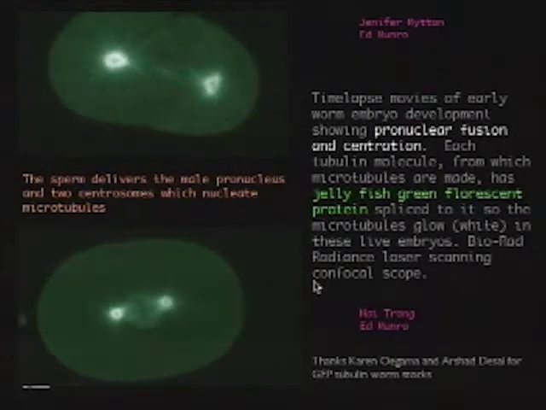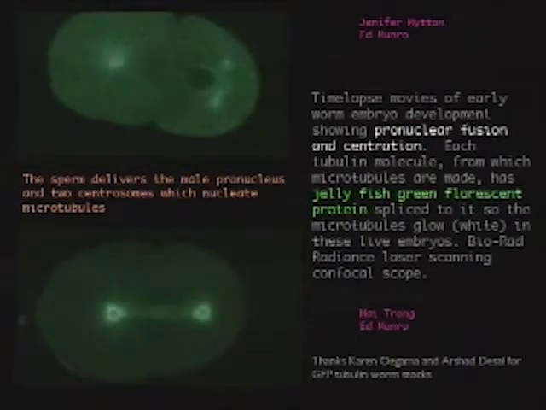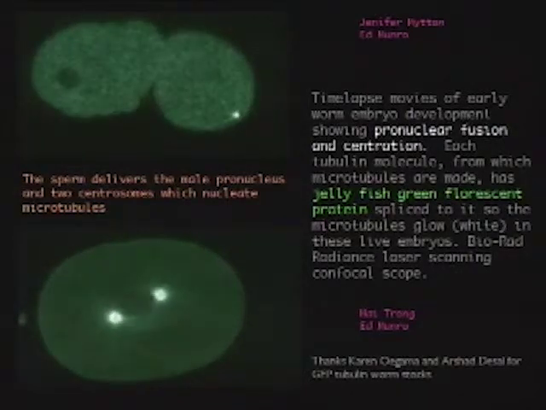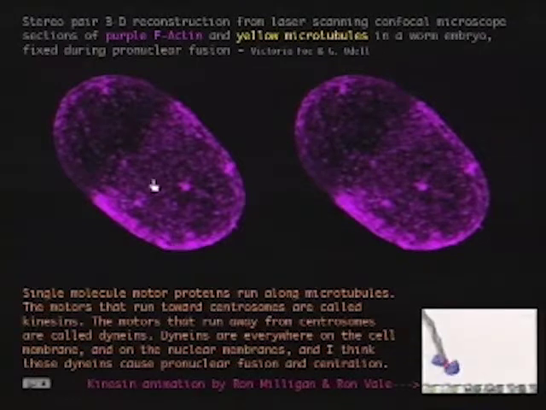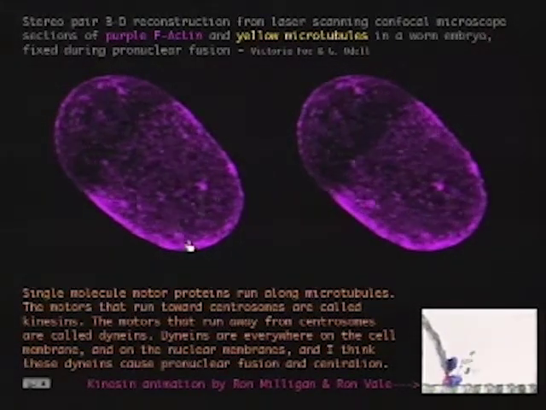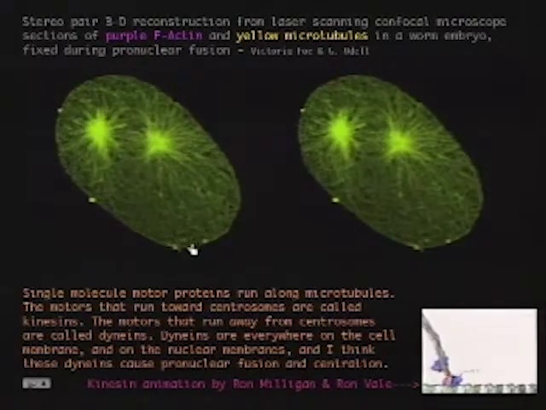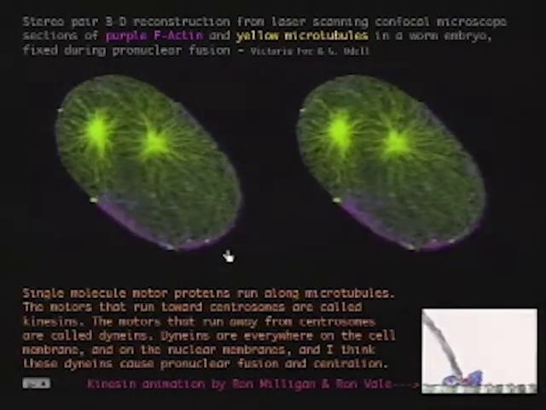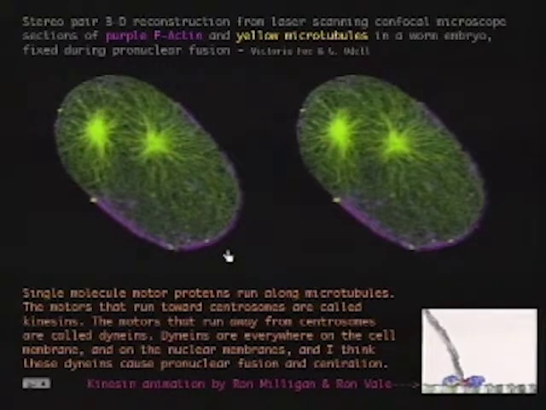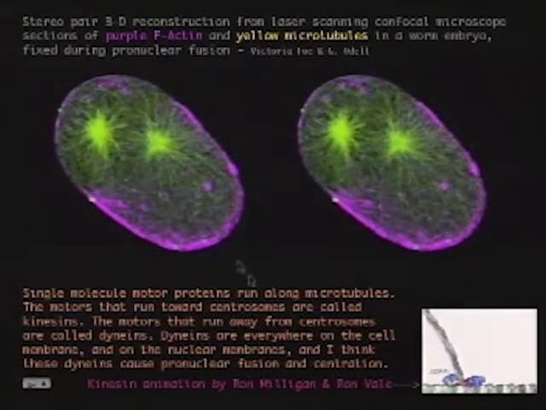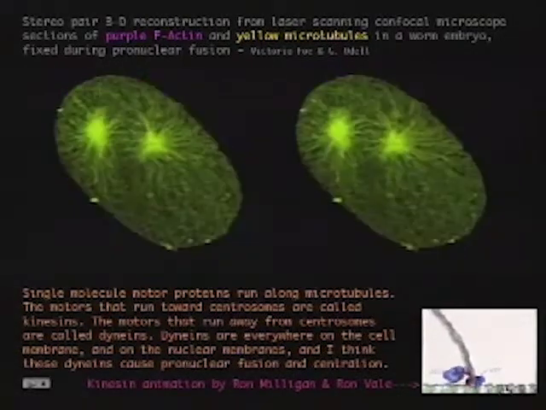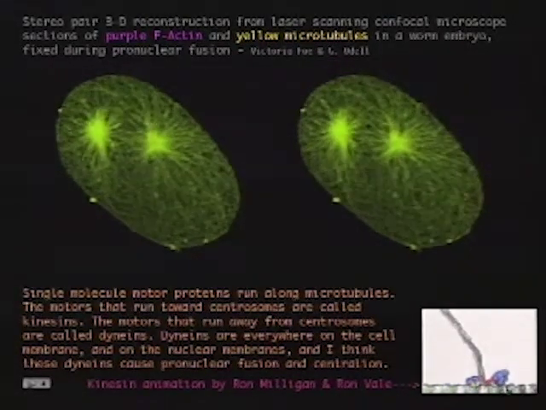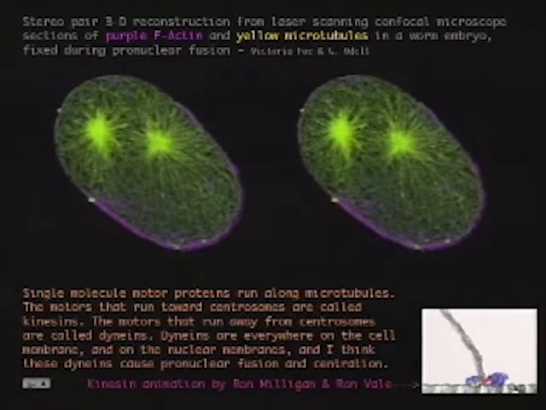So this process that I just described goes on in a fixed embryo, a killed, fixed embryo, as does this one. This is another stereo pair reconstruction showing the microtubules in yellow, and the purple is the actin, which moves all to one end of the egg, the anterior end. Down here is a cartoon which depicts one of the motors, the single molecule motors, that runs along microtubules.